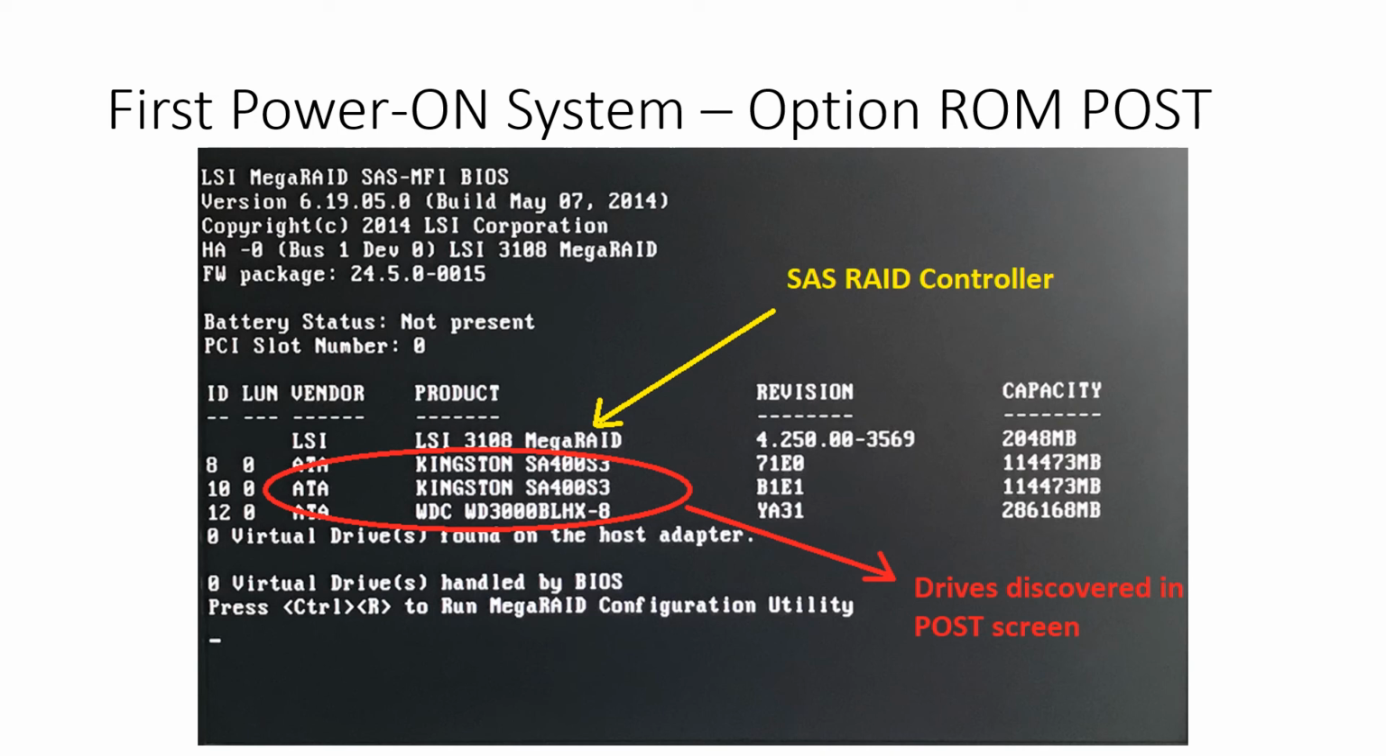Press Ctrl and R keys to enter into option ROM configuration utility. The key combinations can be different for different host bus adapters. For example, a LSI-SAS host bus adapter has a key combination as Ctrl and C. In this example, we have connected the storage system to onboard ROC controller.